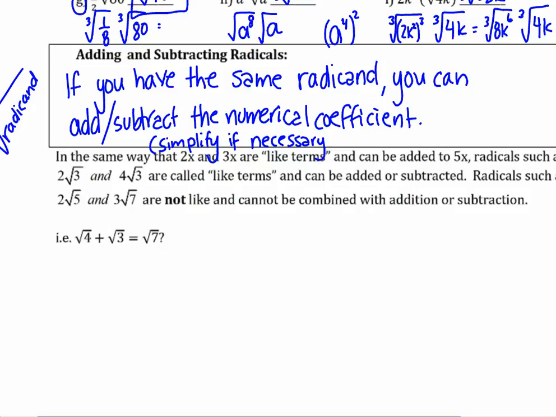Okay, simplify if necessary prior to combining.